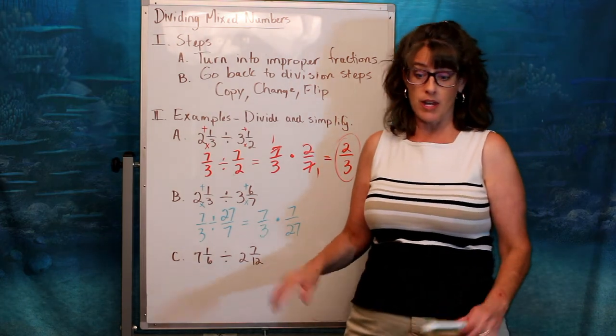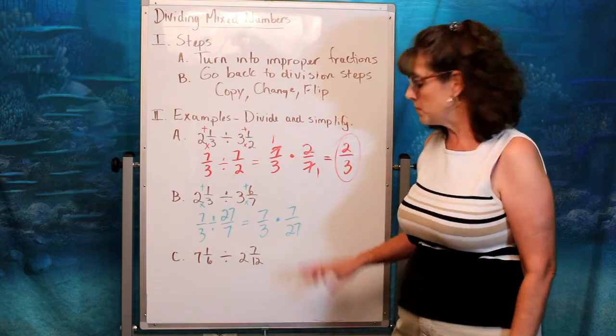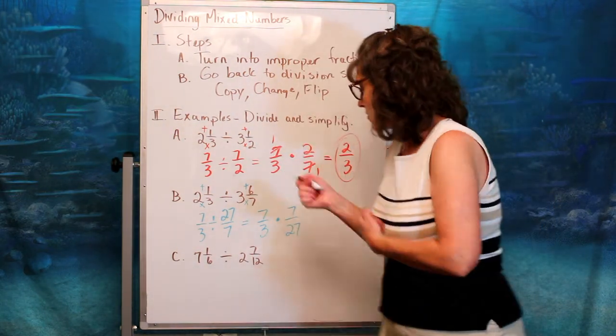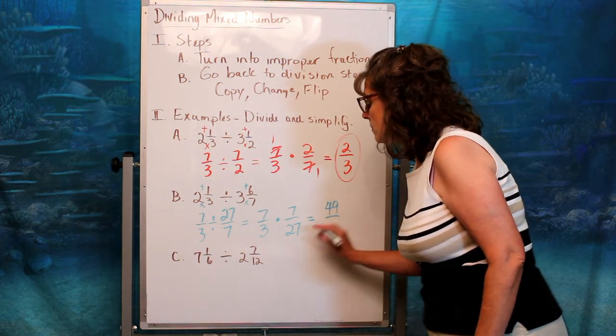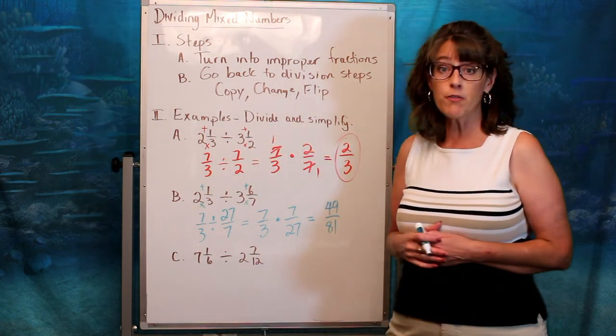Wow, this rarely happens. I'm going to check up and down to see what happens. 7 and 3, nope. 7 and 27, nope. I am ready now to multiply straight across. So 7 times 7 is going to give me a 49, and 3 times 27 is an 81, and I'm a little terrified. I'm not sure if that'll simplify or not.